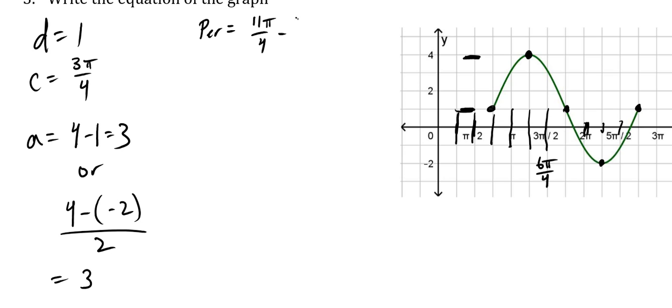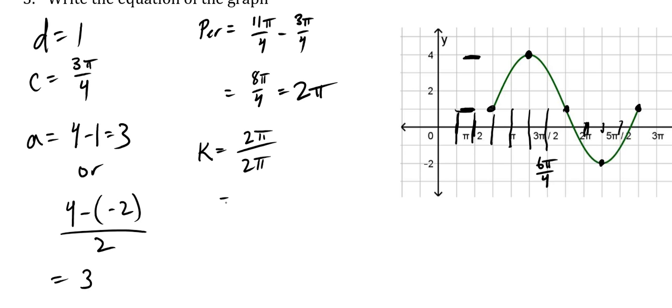Minus the start, which was 3 pi by 4. 11 minus 3 is 8 pi by 4, which is 2 pi. Which means there is no change in period, but if there were, how do you find it? Well, it's 2 pi over the period, so 2 pi over 2 pi, which is just 1, so K is 1.